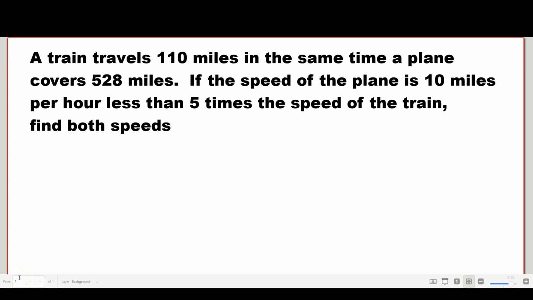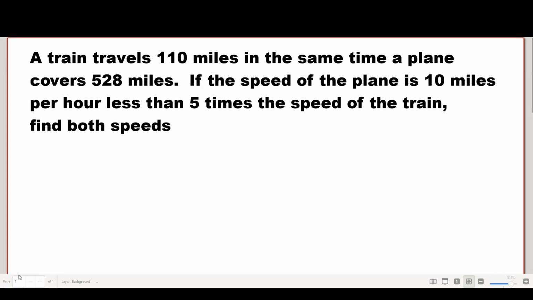All right, so we have a question here that says a train travels 110 miles in the same time a plane covers 528 miles. If the speed of the plane is 10 miles per hour less than 5 times the speed of the train, find both speeds.